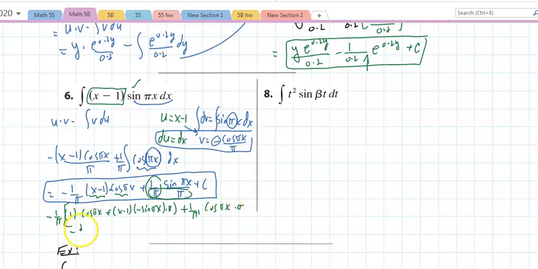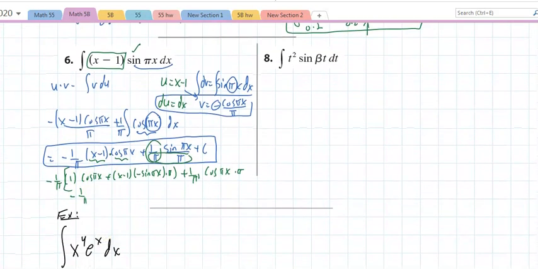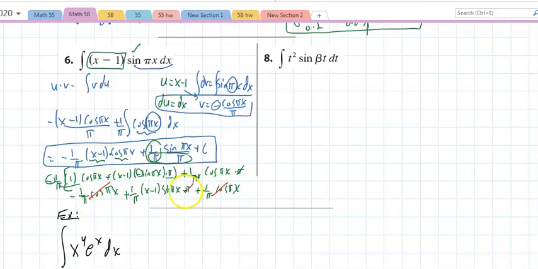Well, I notice this is negative 1 over pi. You hate it when it does that. That is negative 1 over pi, the cosine of pi x. Negative times a negative is a positive. 1 over pi, x minus 1, sine of pi x times pi. And this cancels one of those, plus 1 over pi cosine of pi x. And I notice this and that cancel each other out. This pi and that pi cancel out. And guess what I'm left with? What I started with.